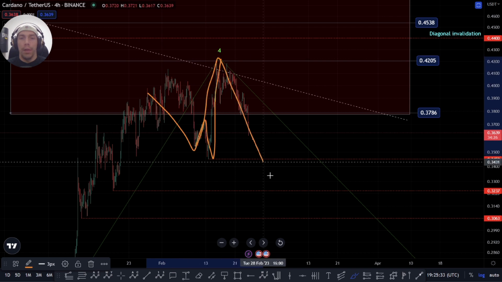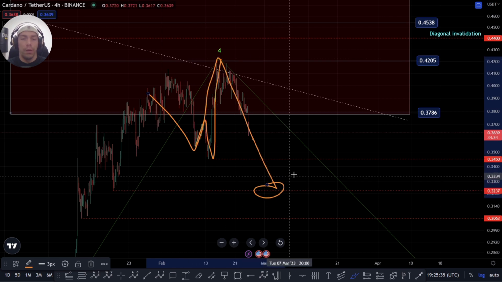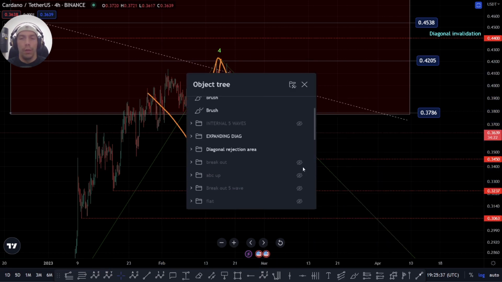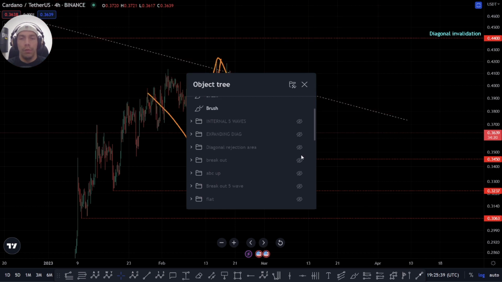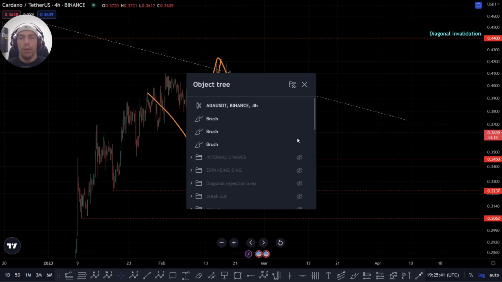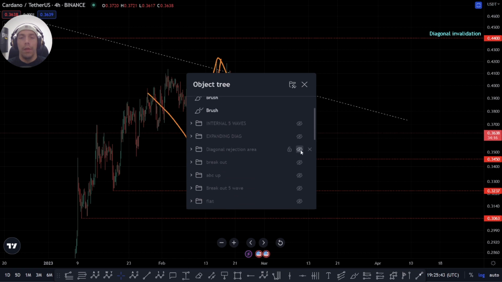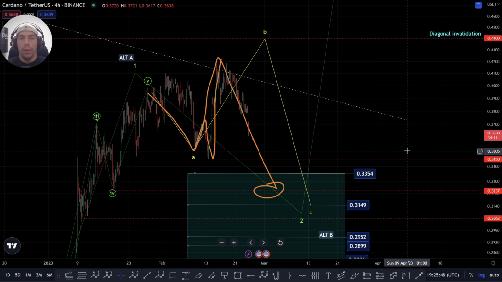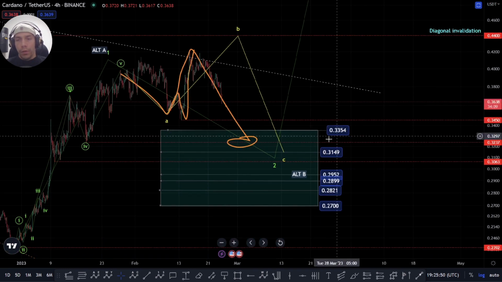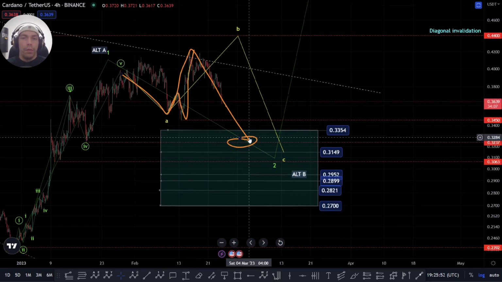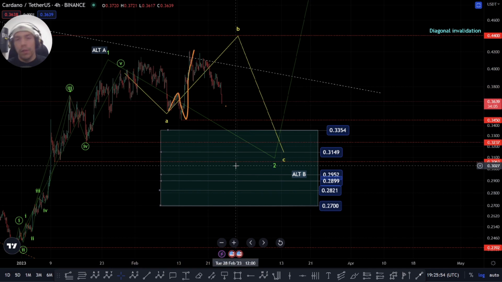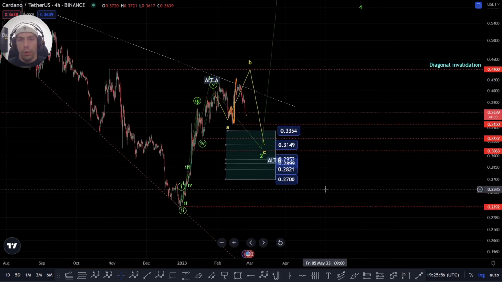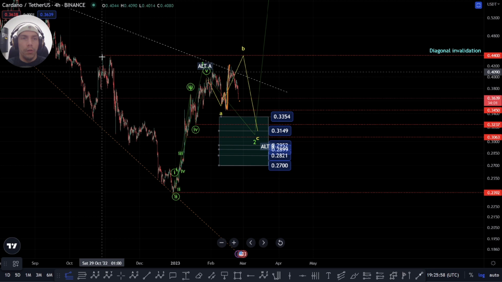That's an A, a B, and then we're looking for that C wave down into those lower regions that we were talking about. So the key support here, if we're going to be talking about the lower range, would be, where is it gone? Yeah, this 33.54 to this 27 cent range. If we lose that 27 cent, then I fear that we will be going down for an additional leg.